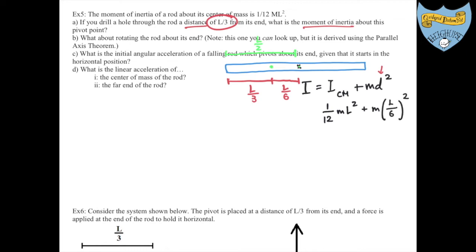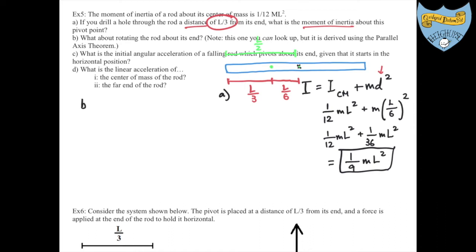All right, next line down, when we simplify, we're going to get 1/12 plus 1/36. So 1/9 ml squared when all is said and done. That's part A. Wonderful. The moment of inertia, though, remember, does depend greatly upon where exactly you put the pivot.